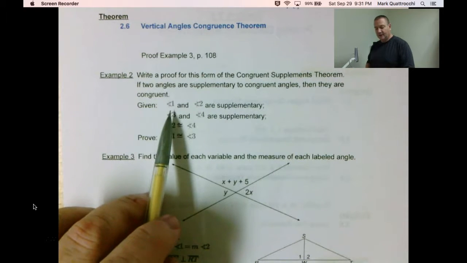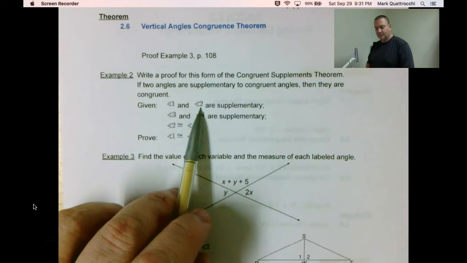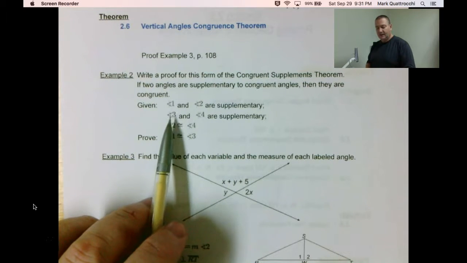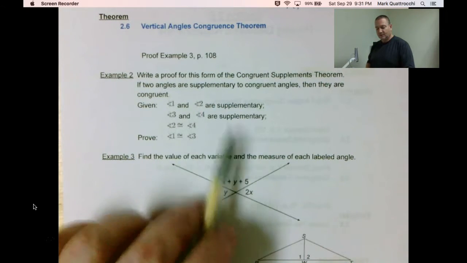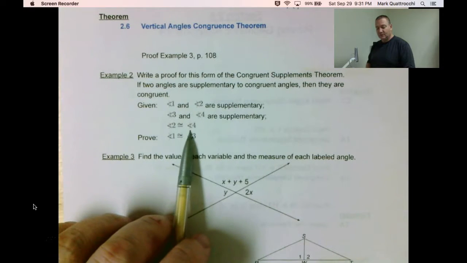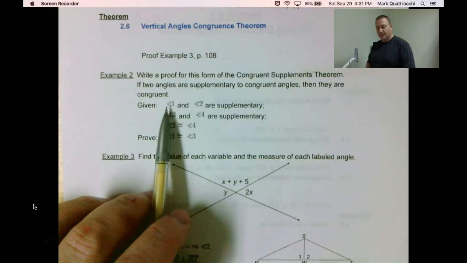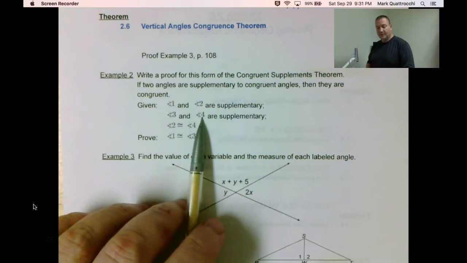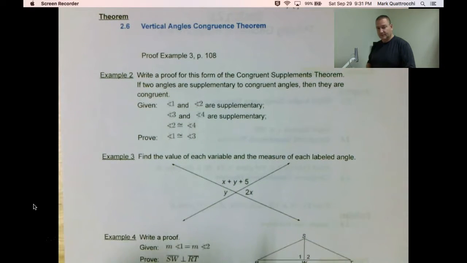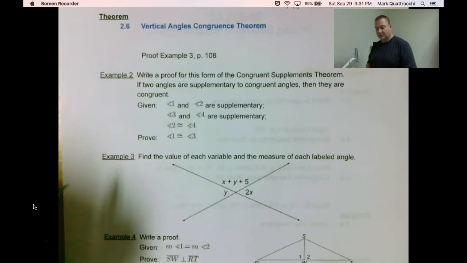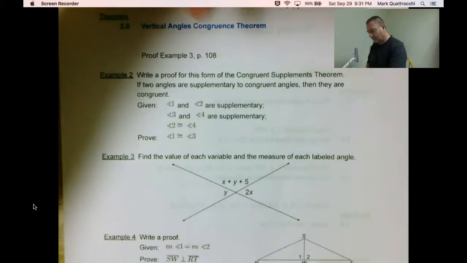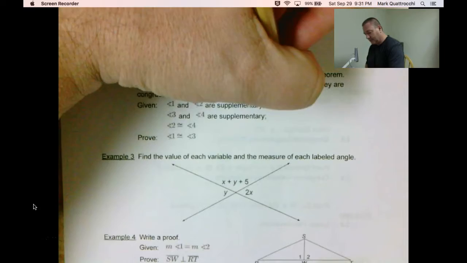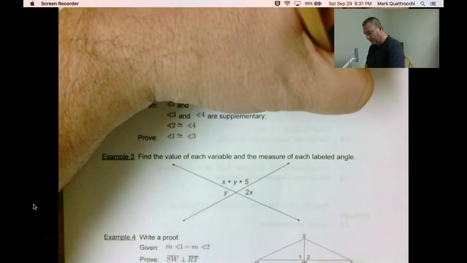So here I have two angles, angle 1 and angle 2 are supplementary, and angle 3 and angle 4 are supplementary, and angle 2 is congruent to angle 4. So angle 1 is supplementary to an angle, and angle 3 is supplementary to that same or congruent angle. So in this case, congruent angles. Our goal is to prove that angle 1 is congruent to angle 3. So I'm going to do that with a statement-reason proof.